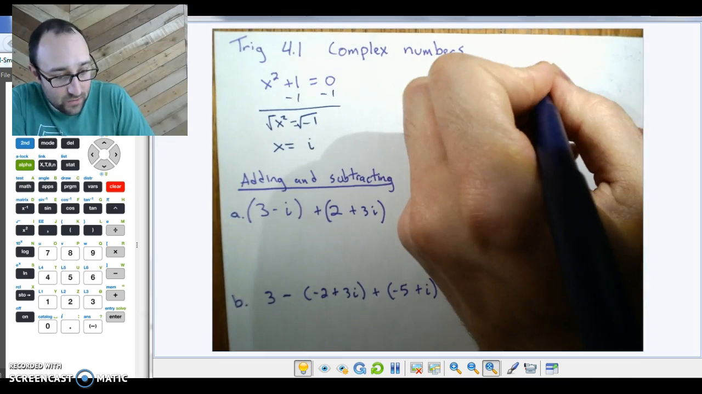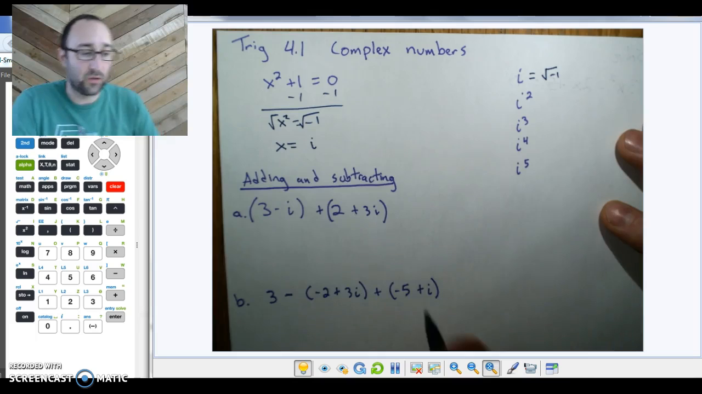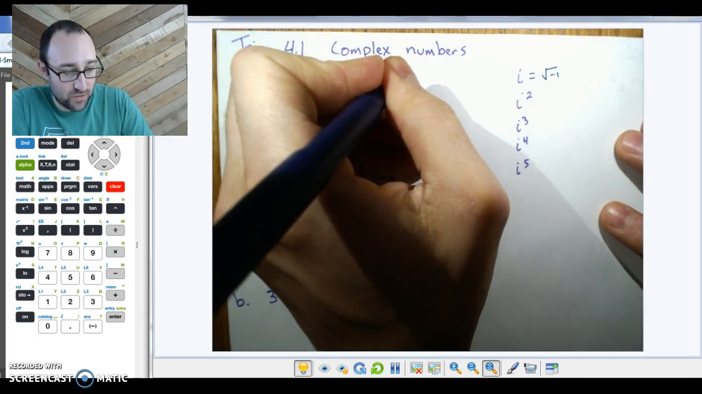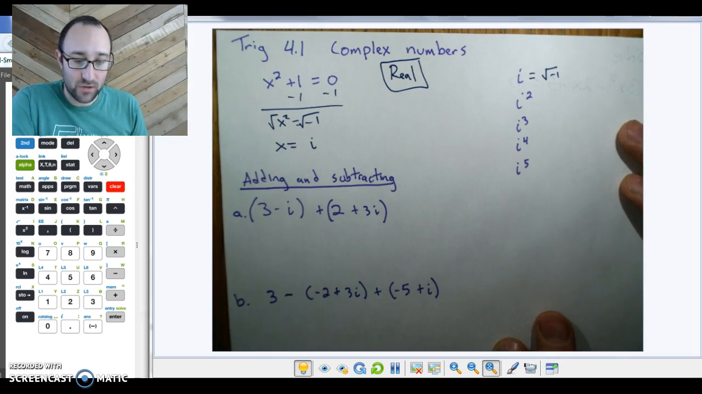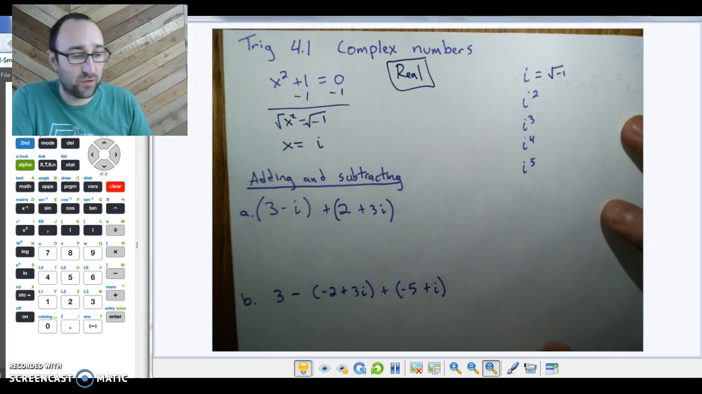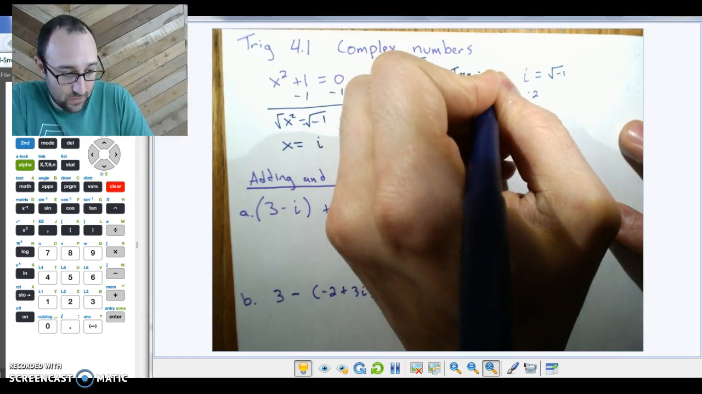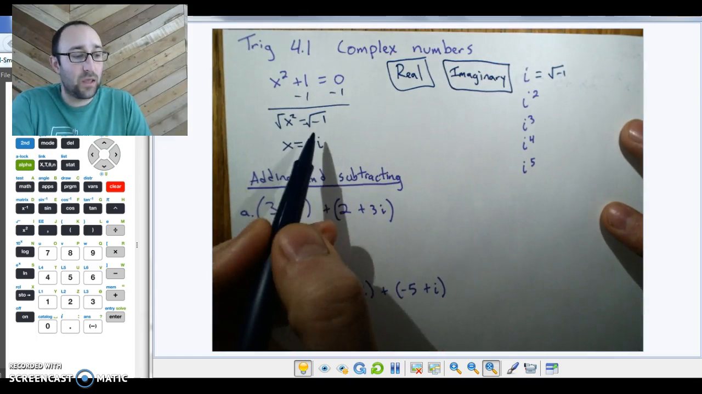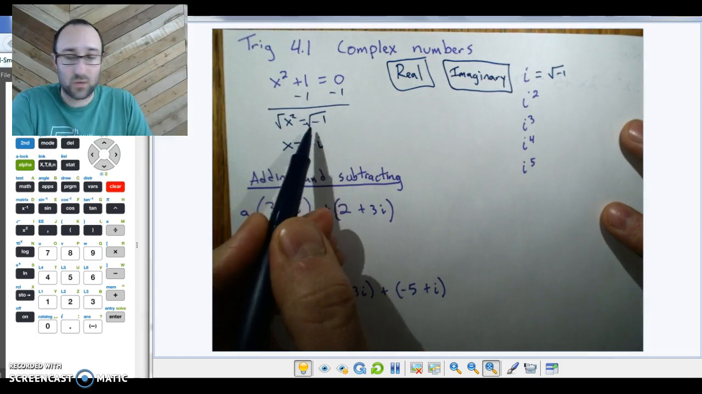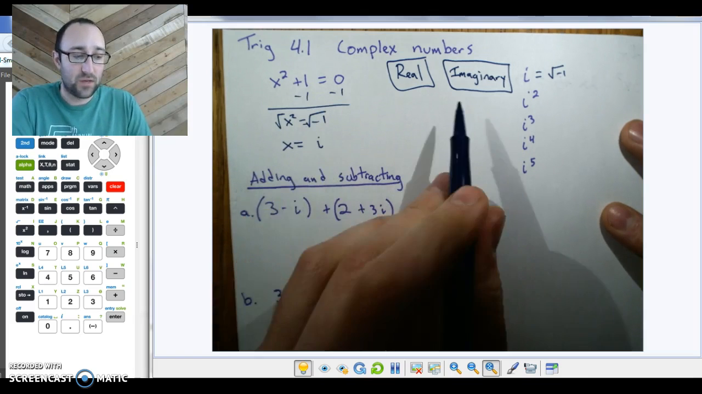So if we look at i, that is the same as the square root of negative 1, and that is not a real number. So we have several types of numbers. Real, that you already know about, all the numbers you could possibly think of: positives, negatives, fractions, decimals. And now there's going to be something called imaginary. Those are numbers where you can't actually do that, the square root of negative 1, but you could solve an equation and get there. So it's an imaginary number.